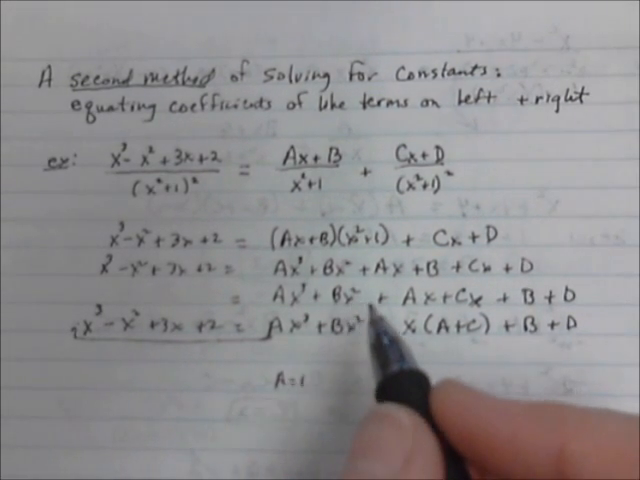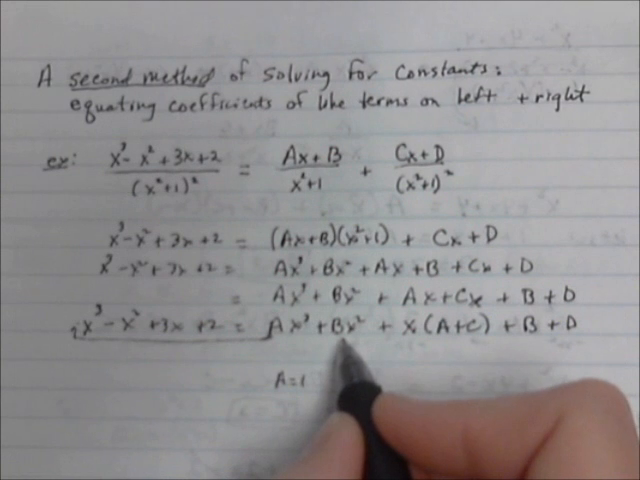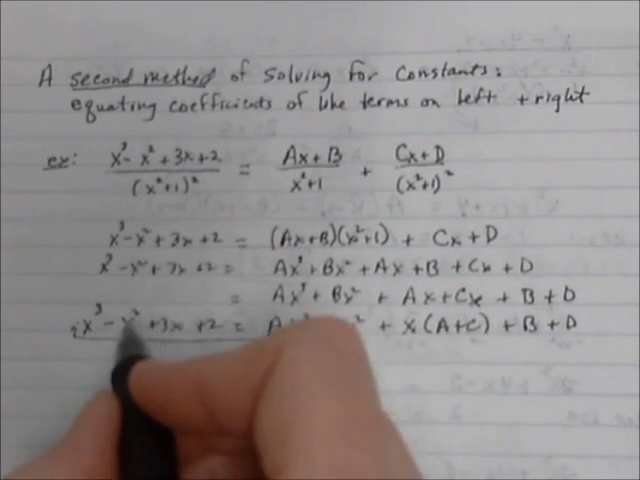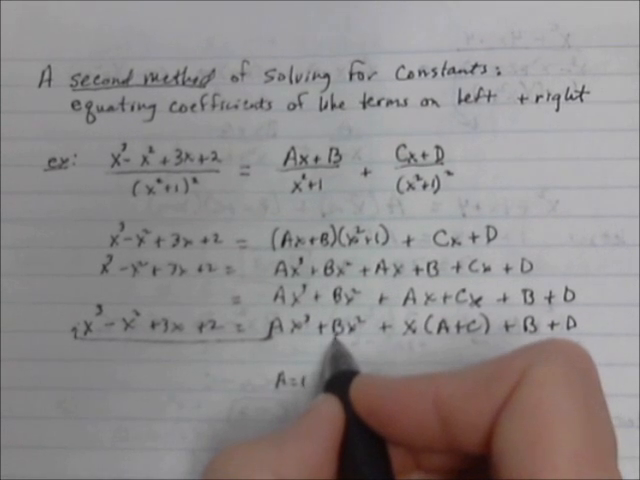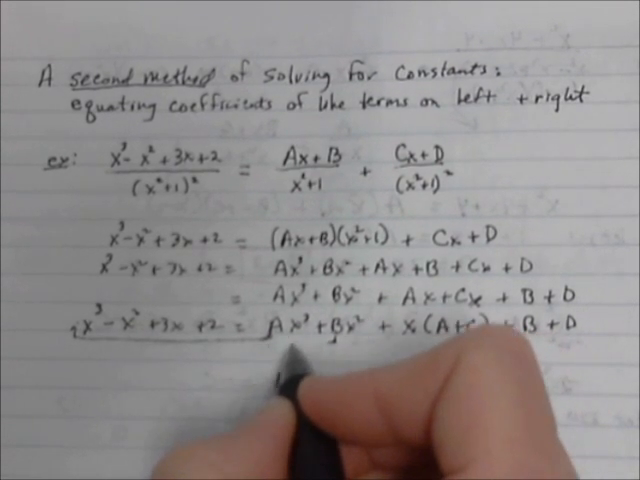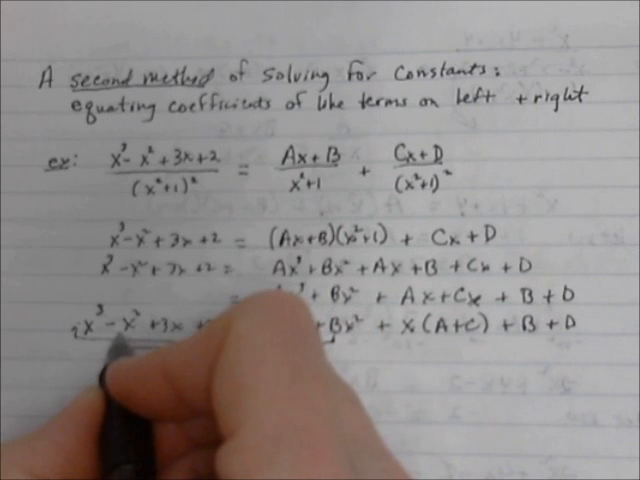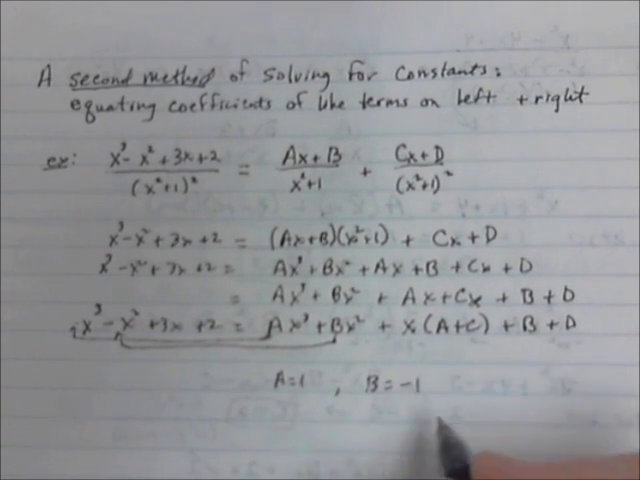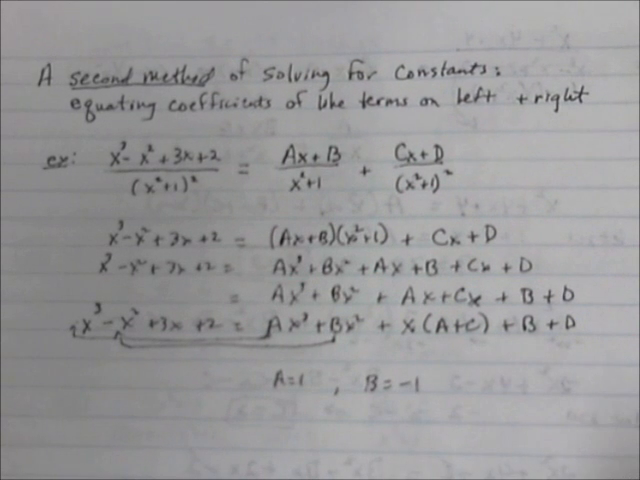The next thing we're going to do is let the coefficient of x squared be equal to the coefficient of this x squared. So this b is equal to -1. Well, that was pretty easy, solving for those two.